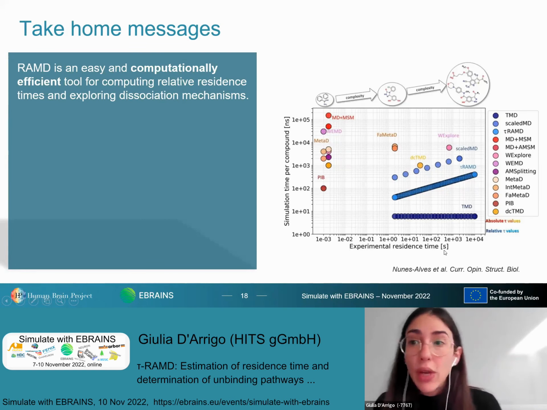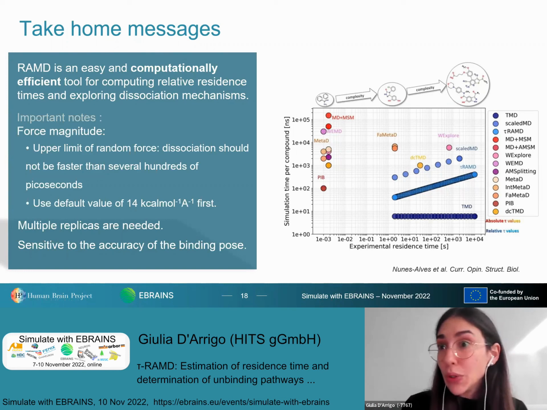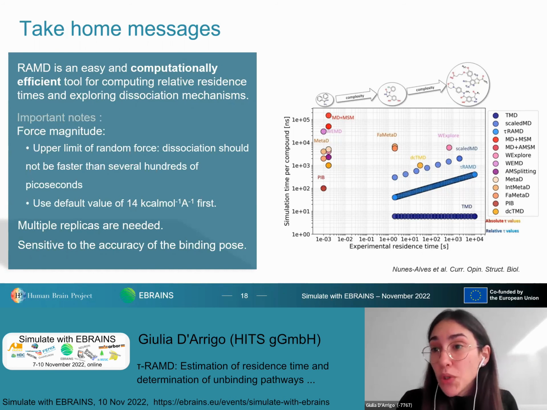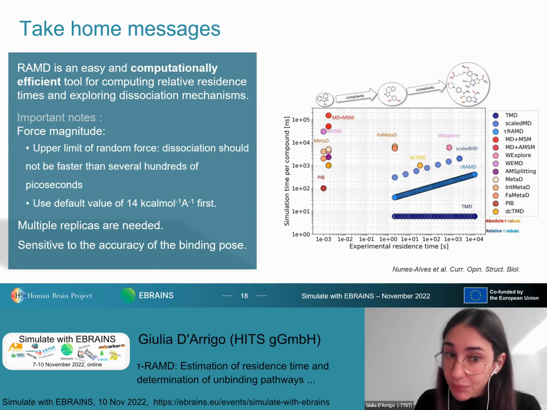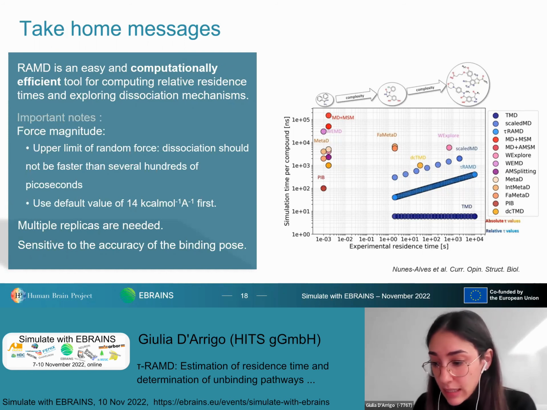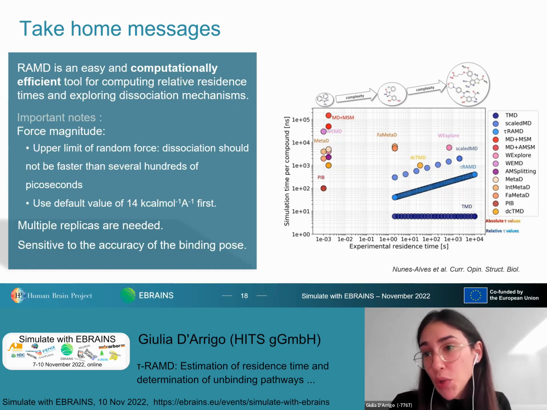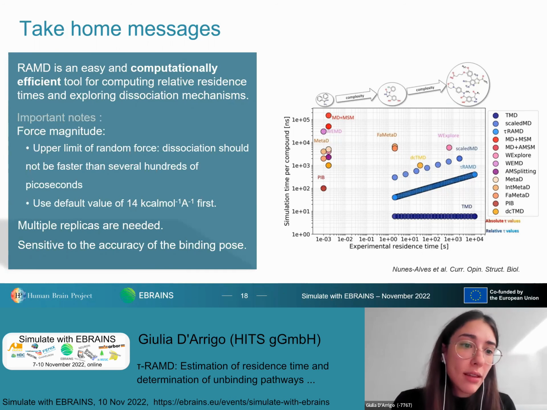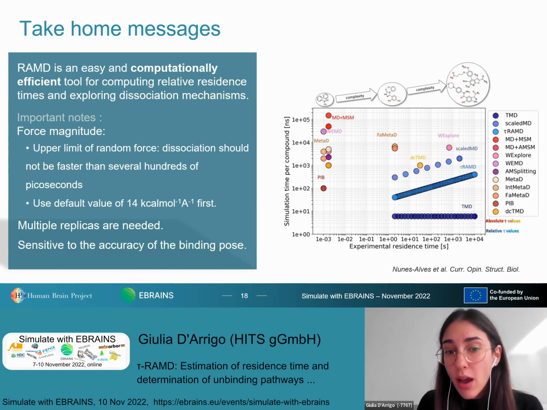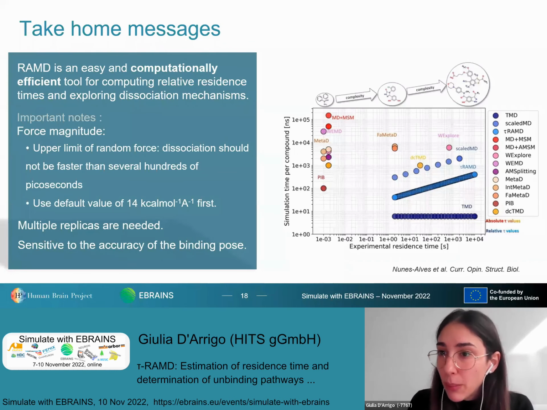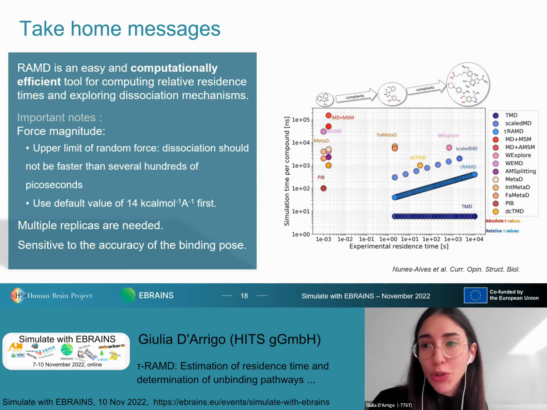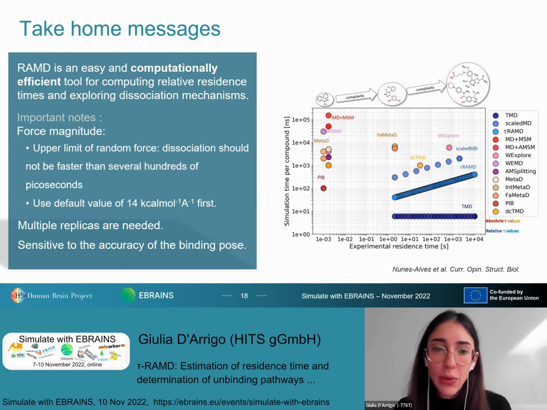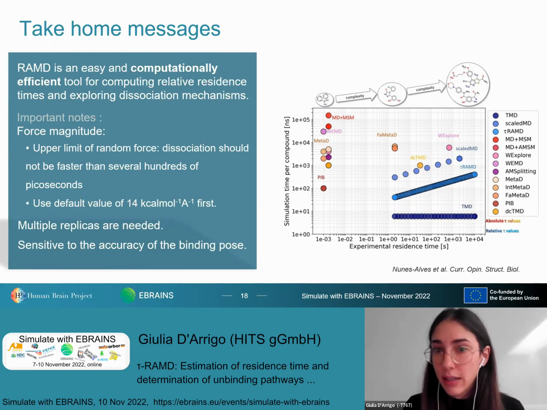And then I will give you a few hints if you are ever going to use TARMD. The main note that I want to give you regards the force magnitude, which I said is the only parameter that we advise users to manipulate. We suggest starting with a default value of 14 kilocalories per mole, which can then be adjusted according to your system. If the dissociation is too slow, then increase the value, and the other way around. If it's too fast, then decrease it.